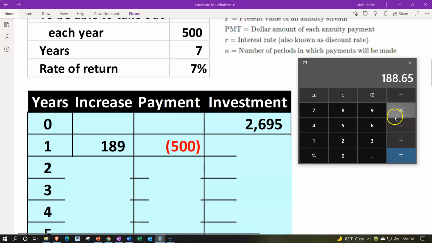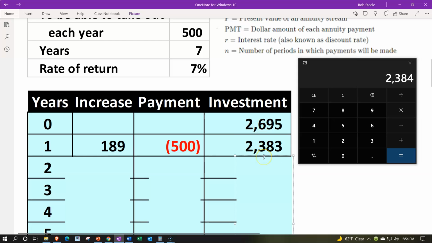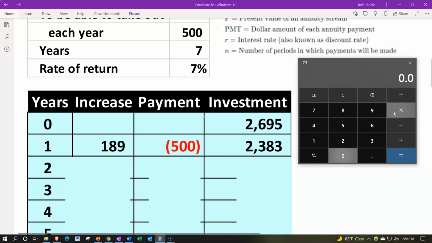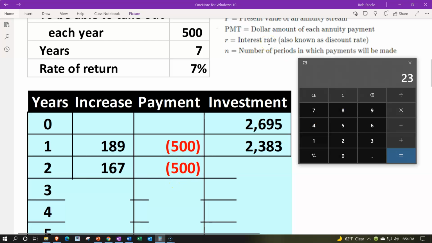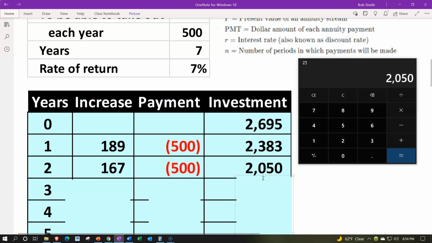So we're going to take that, and let's do it this way. We'll take the 2,695 plus the 189 minus the 500, means then we're going to be at the 2,383 about. And then if we take that and multiply it times 0.07, we're going to then get the 167 about. We're going to take out another $500 at this point. So now we've got the 2,383 plus the 167 we're going to earn on it minus the amount that we're going to take out, which is $500, bringing us to a balance of about 2,050.